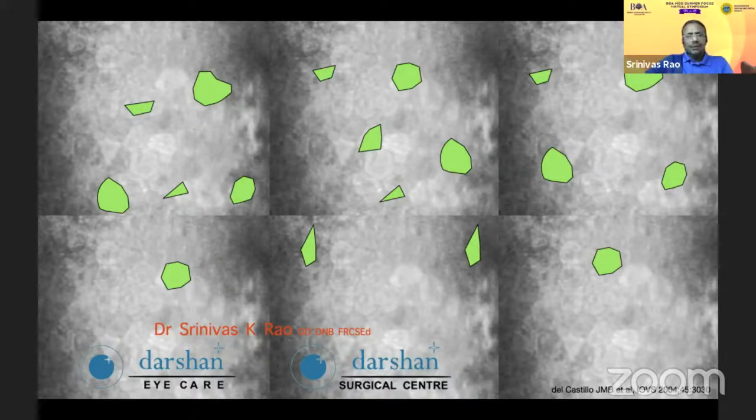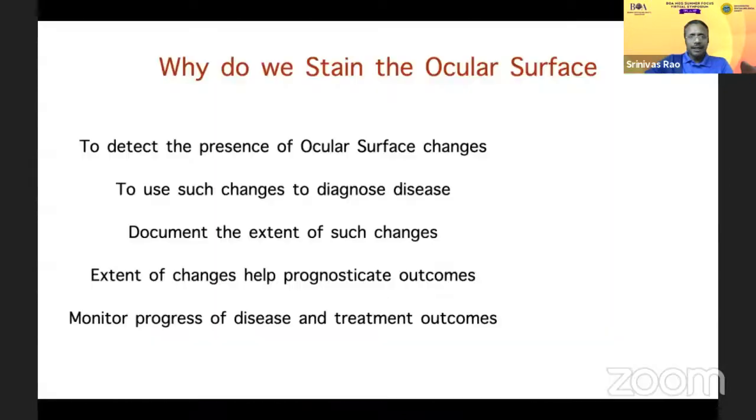So I've been asked to speak in the next 10 minutes about ocular surface staining using dyes, and this is not a new procedure. It's been done over the last century or so. We use these dyes to stain the ocular surface to detect the presence of changes, use the changes that we see to diagnose disease, help to document the extent, which helps us tell the patient about the prognosis, and finally to monitor the progress of the disease and its outcomes.